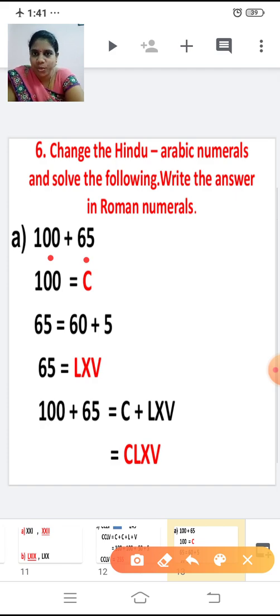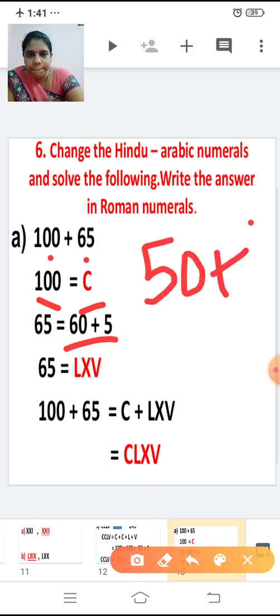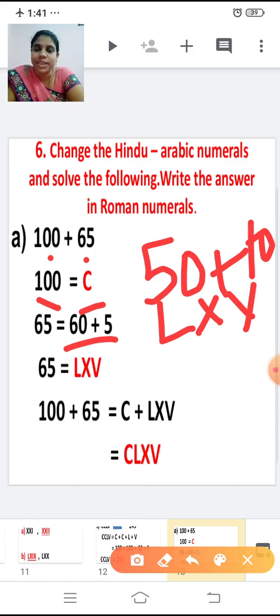So first we'll write in Roman numerals. So what is the Roman numeral for 100? C. Very good. So write it down. Roman numeral for 100 is C. What is the Roman numeral for 65? So 60 plus 5 is 65, right? So 60, 50 plus 10. What is the value for 50? L. And for 10, X. And for 5, V. L, X, V. The Roman numeral for 65 is LXV.